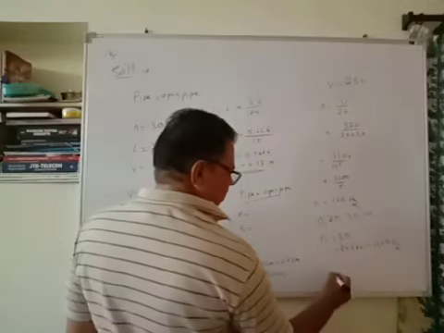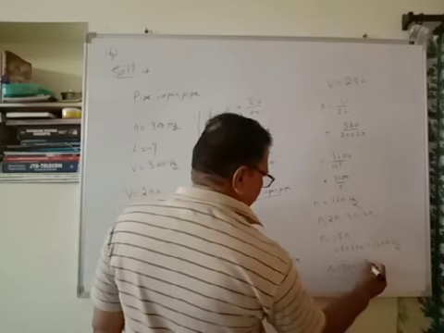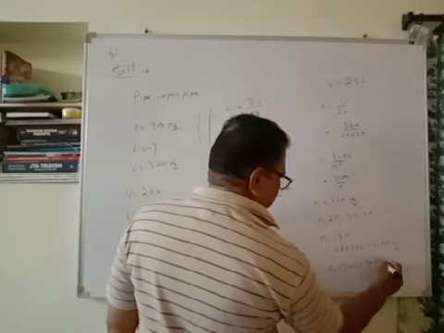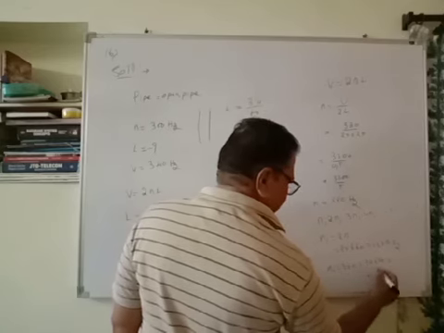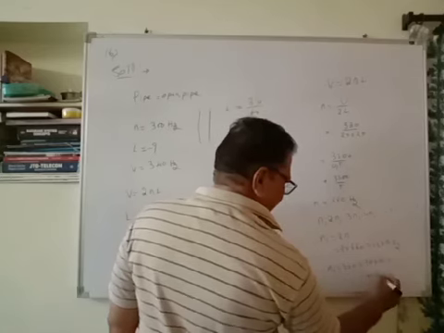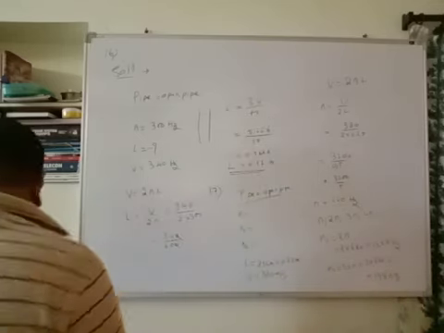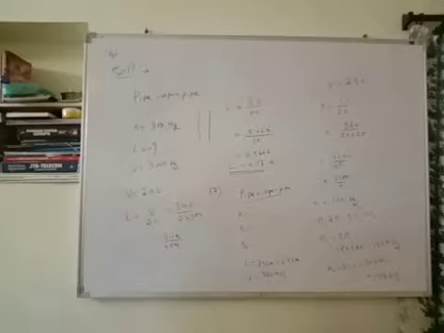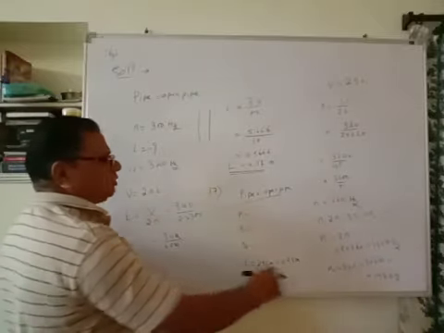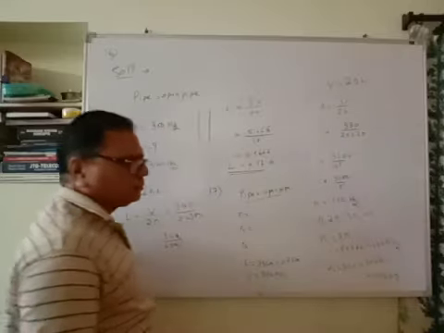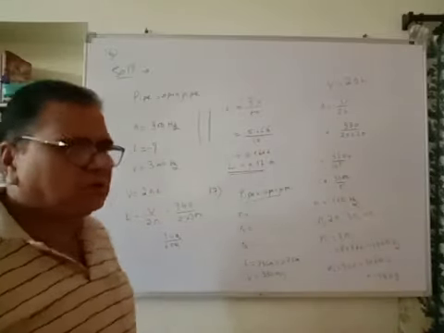N2 is equal to 3N, or 3 into 660, which is 1980 Hertz. So, this way, the 17th problem is also solved.